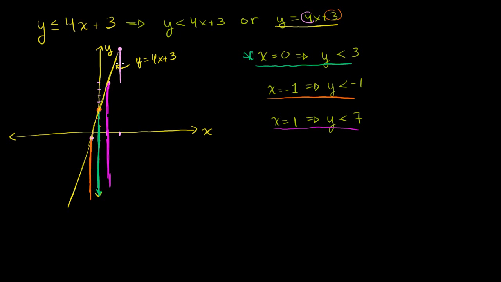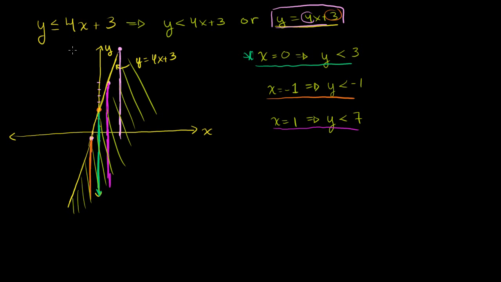So it's going to go below the line. If you were to do this for all the possible x's, you would not only get all the points on this line, which we've drawn, you would get all the points below the line. So now we have graphed this inequality. It's essentially this line, 4x plus 3, with all of the area below it shaded.